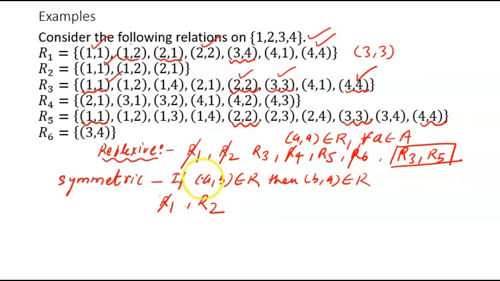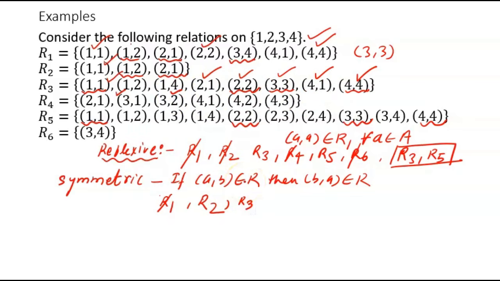What about R2? So in R2 we have (1,1), fine, and (1,2) and (2,1) both are present. Whenever we have something like (a,b), then (b,a) should also be there. So here we have (1,2) and we also have (2,1). So this R2 is a symmetric relation. What about R3? In R3 we have (1,2), then (2,1) should be present. Okay, we have (1,4), so (4,1) should be present. We have (2,1) and (1,2), that we already have checked. (2,2) is also there, (3,3) is also there. (4,1) is there, (1,4) is there. So R3 is also symmetric.